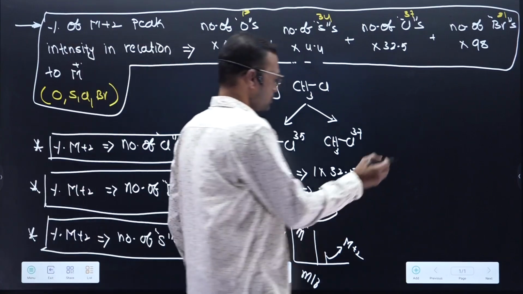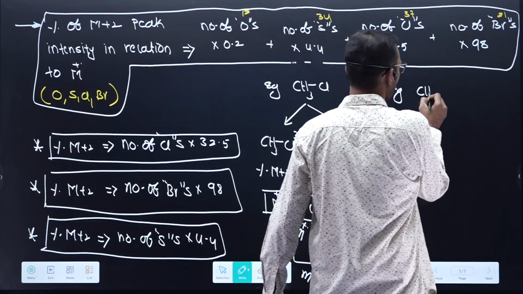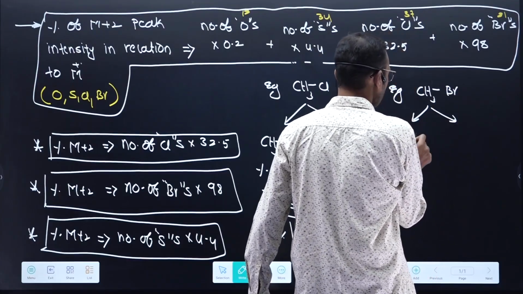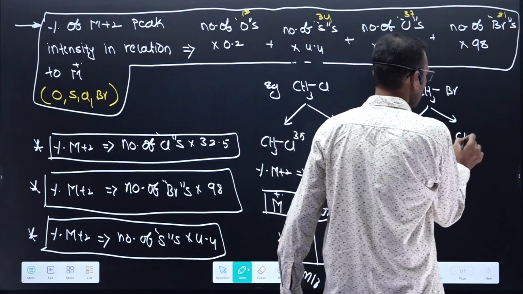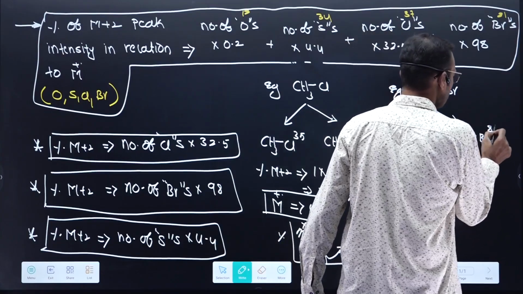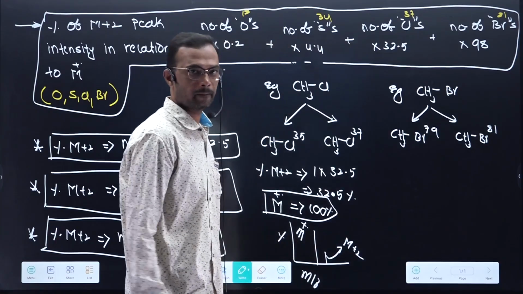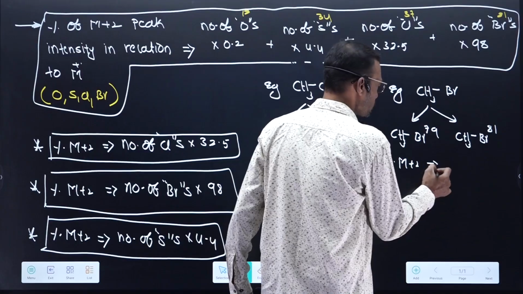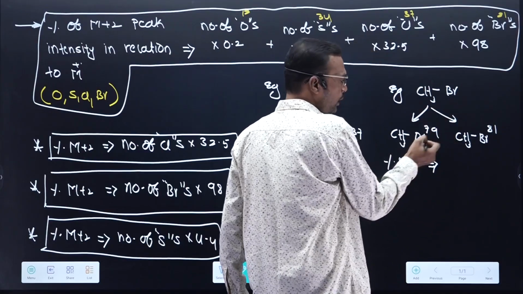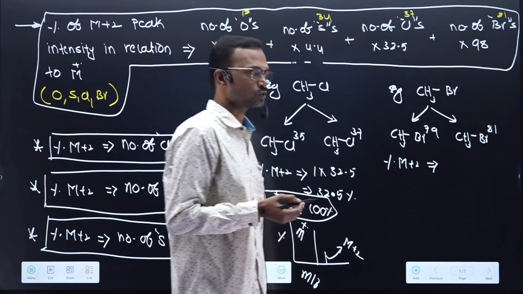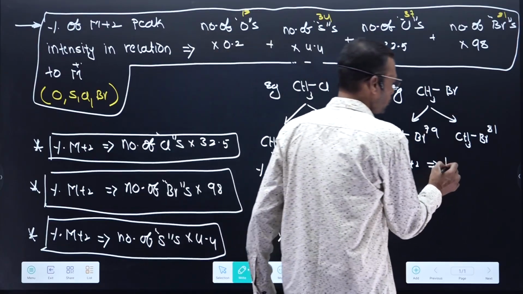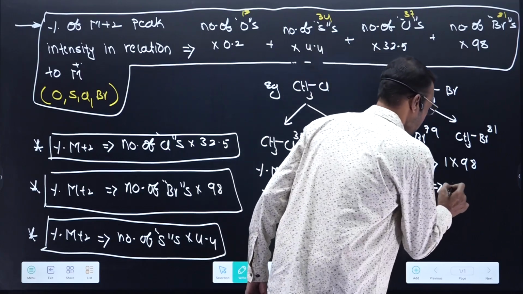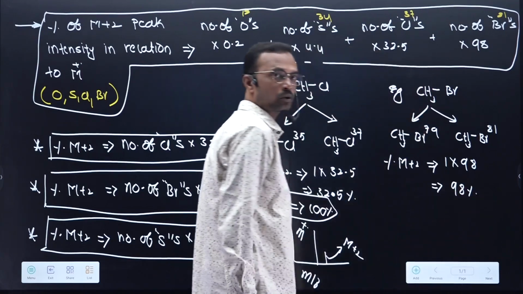Suppose a second example I am giving with bromine. If bromine is present, two possibilities are expected: bromine 79 and bromine 81. If you apply the percentage of M plus 2, how many bromines are present? Only one bromine in this one. Don't add these two. I am taking the heavy isotope. Percentage of M plus 2 is equal to 1 into 98%. Heavy isotope is 98%, which means 98% intensity with respect to the molecular ion.